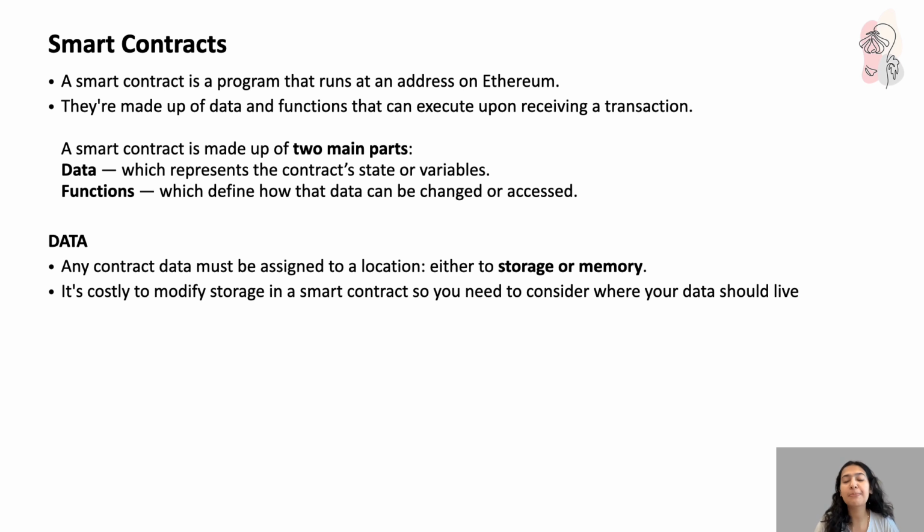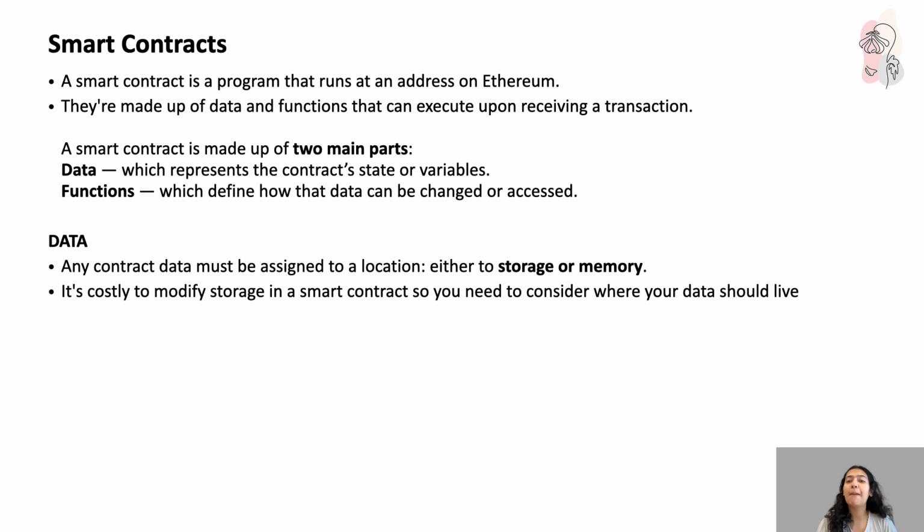So your storage is the permanent memory of your contract. It's stored directly on the blockchain. When I say it's stored in storage, that means once you change a value in storage, it stays there forever unless you overwrite it with a new one. But writing to storage is expensive because you're literally updating blockchain data.